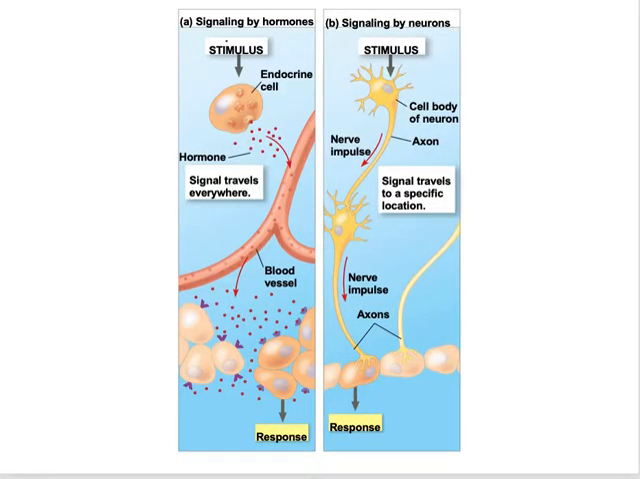And this picture right here just shows you some of the differences between hormones versus neurotransmitters. Hormones are signals that are sent through our bloodstream, whereas neurotransmitters are sent to specific locations through neurons and the axons attaching to certain types of cells, for example, a muscle cell.